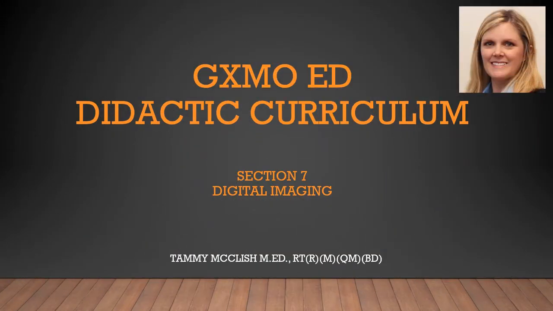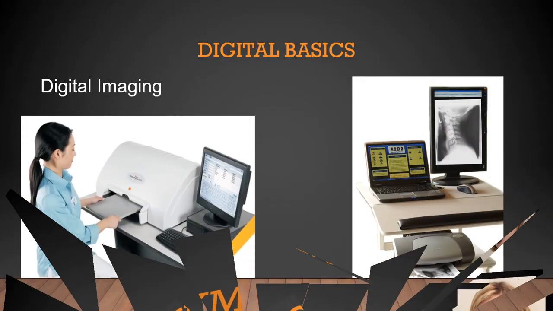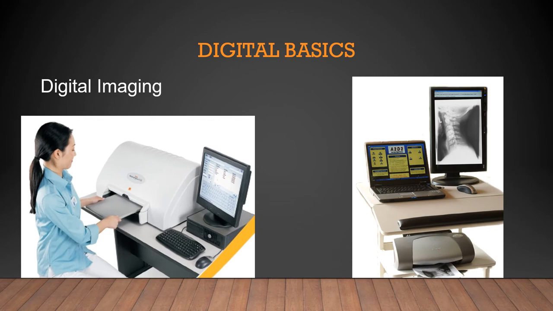Let's take a look at Section 7, Digital Imaging. The definition of digital imaging is any imaging acquisition process that produces an electronic image that can be viewed and manipulated on a computer. The first image you see with the girl putting a plate into a processing system is called CR. Now, in a little bit, we're going to talk about another term related to CR. But right now I want you to think about computerized radiography.